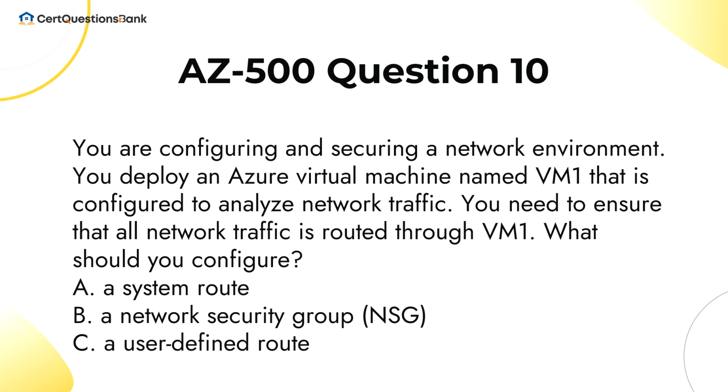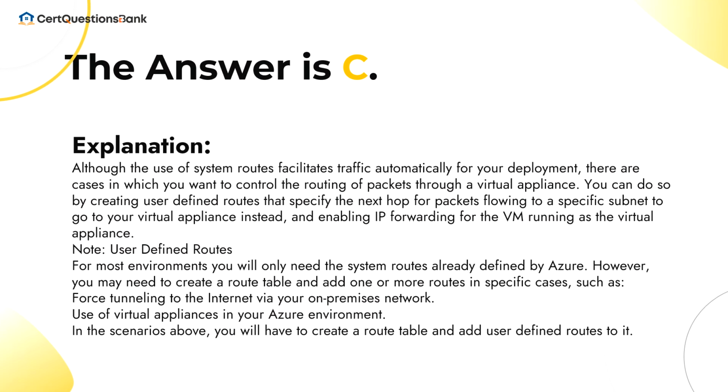You are configuring and securing a network environment. You deploy an Azure virtual machine named VM1 that is configured to analyze network traffic. You need to ensure that all network traffic is routed through VM1. What should you configure? A. A system route. B. A network security group, NSG. C. A user-defined route. The answer is C.